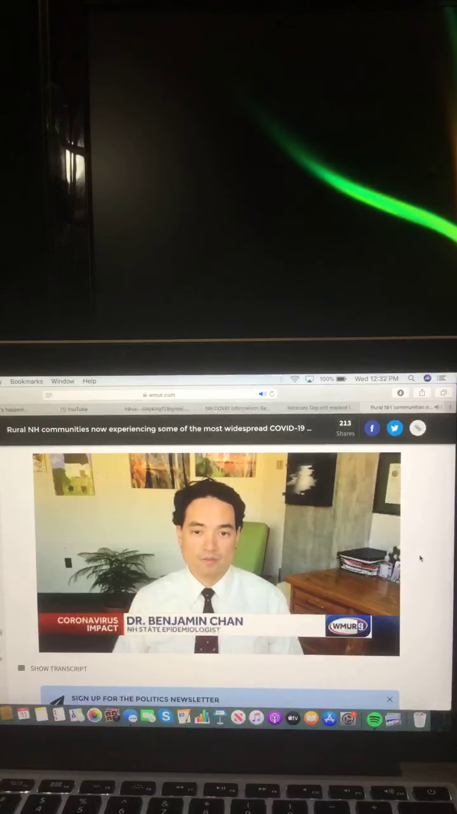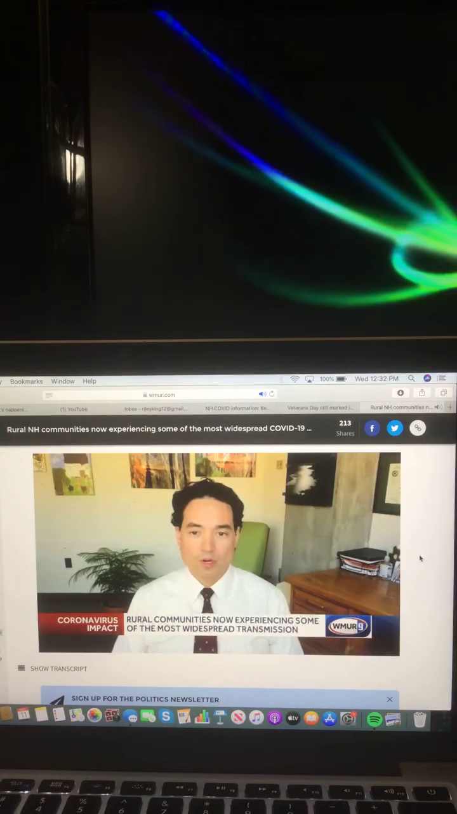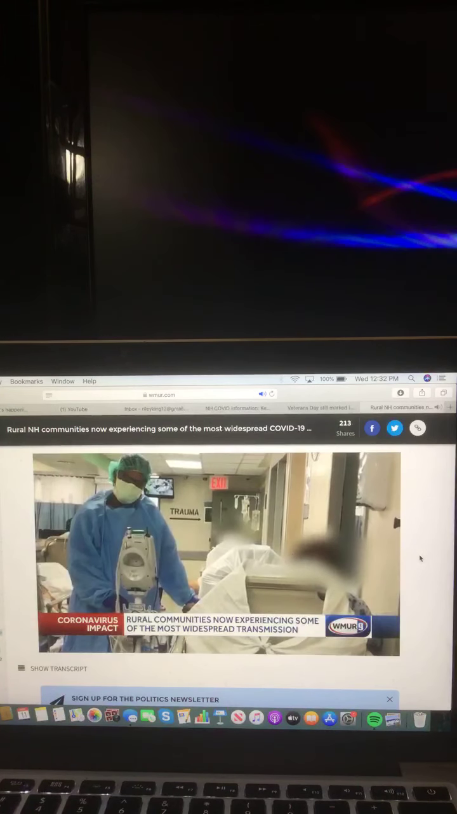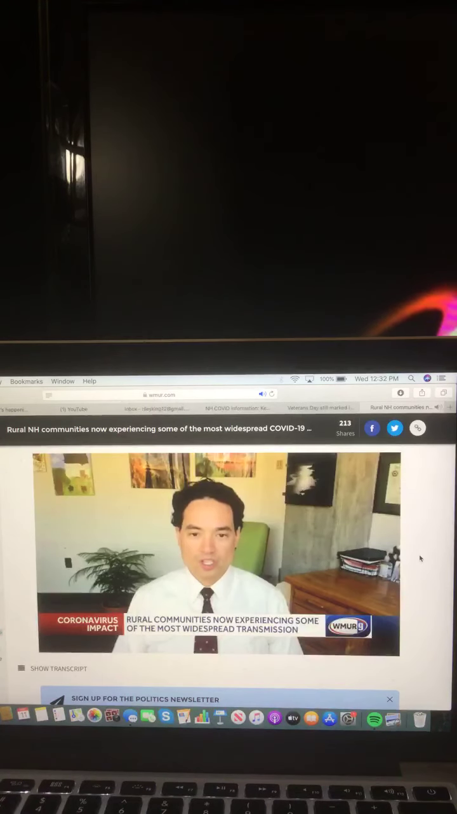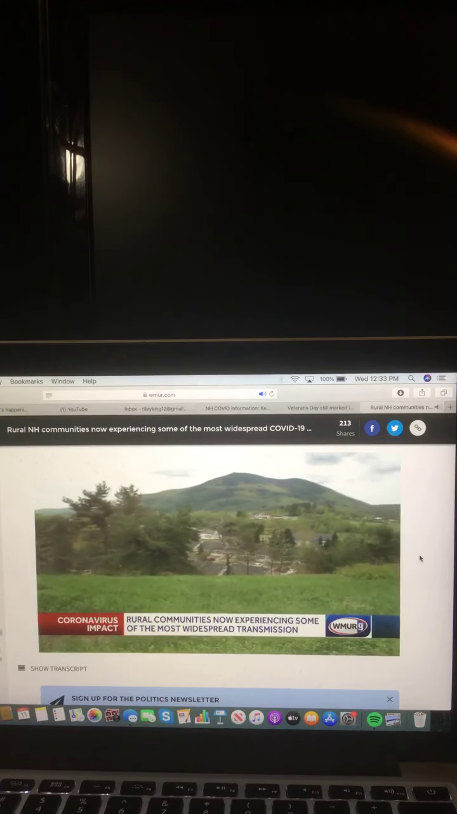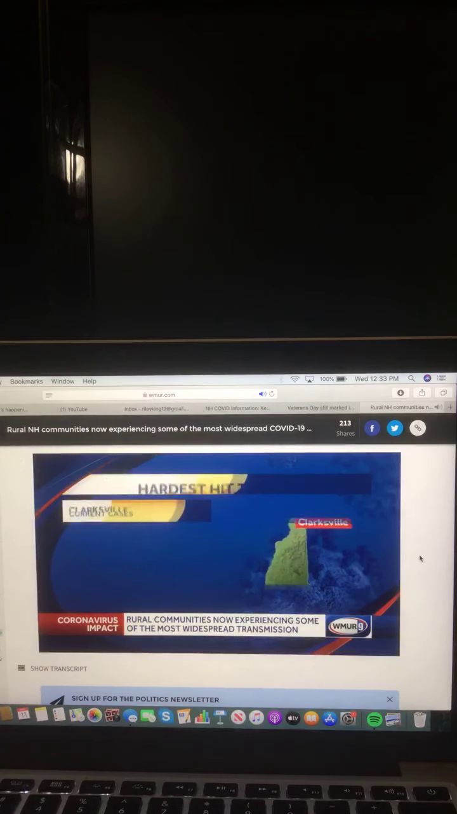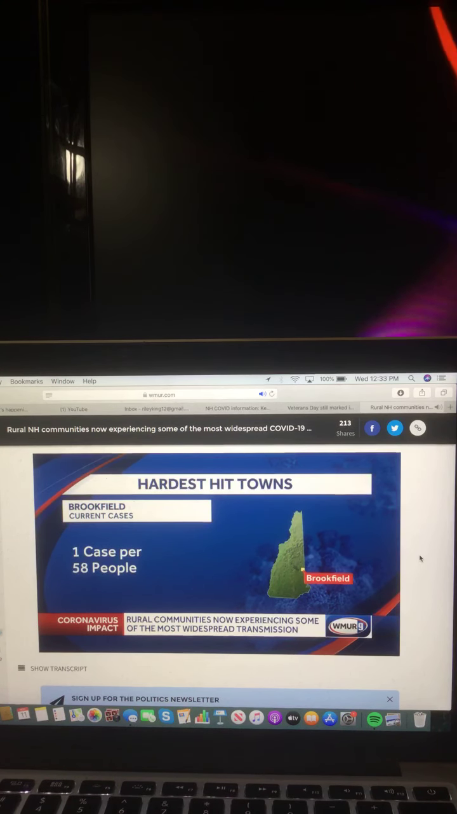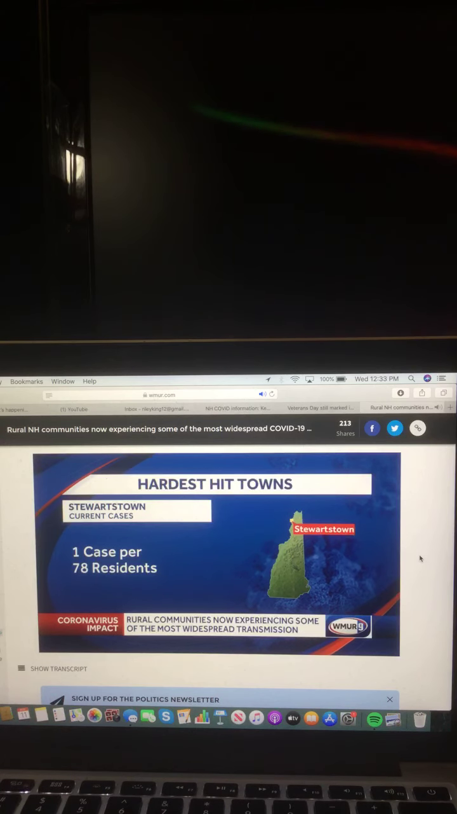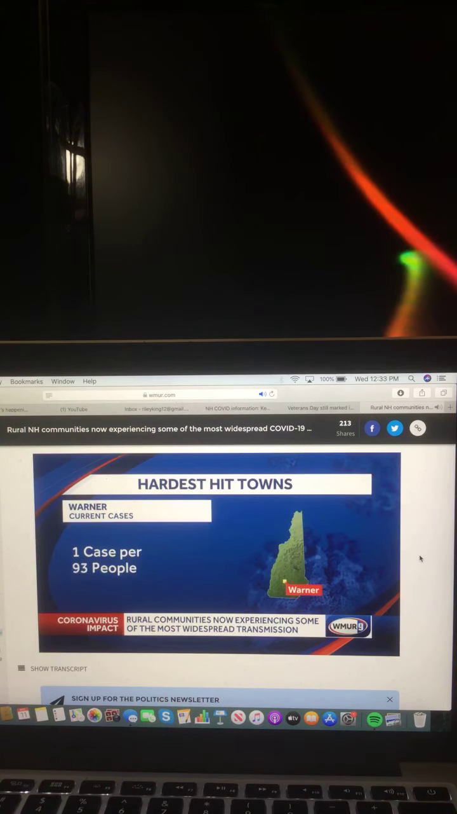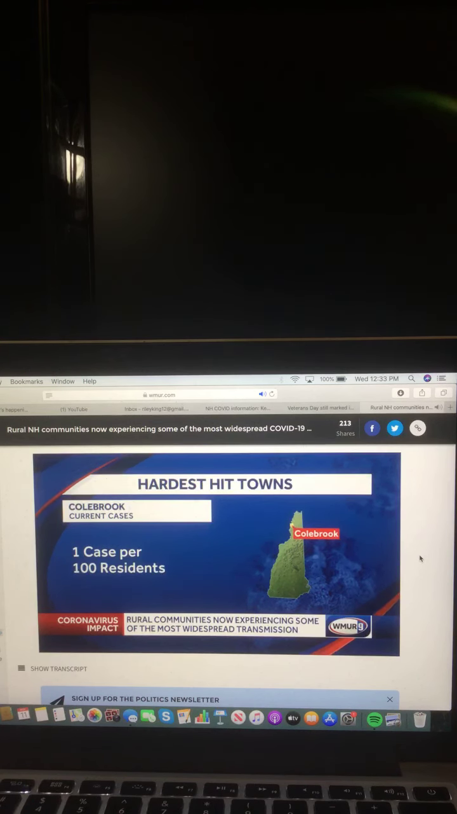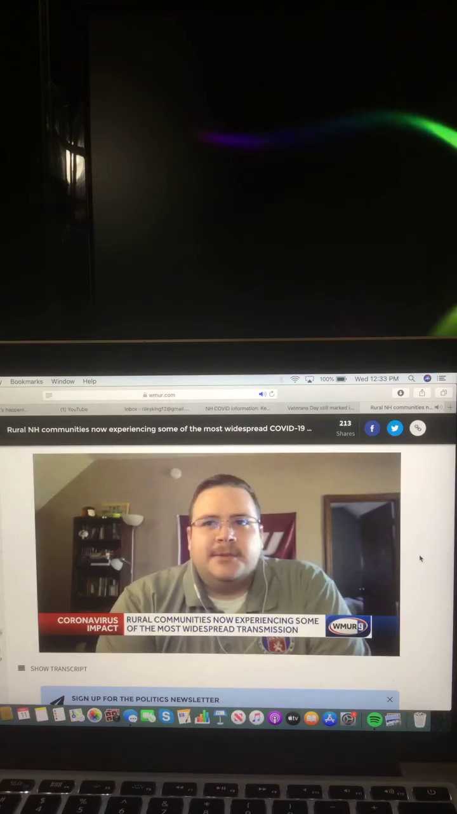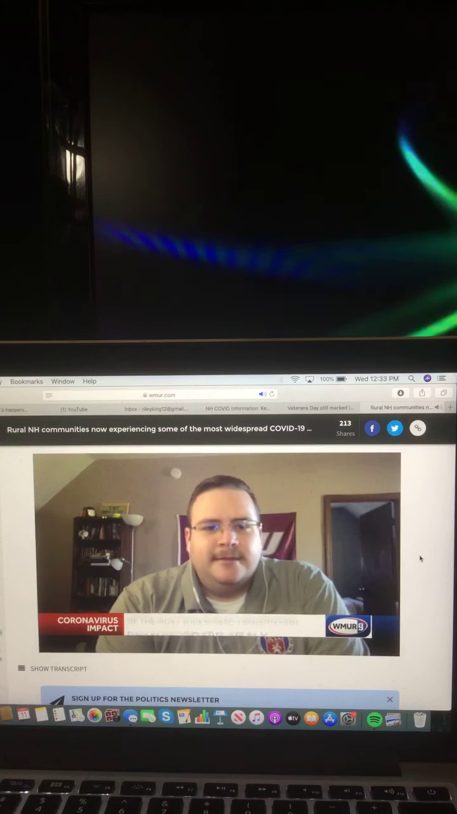All of these metrics, all of these facts point to the fact that we're losing control on preventing spread of this virus. Health officials say now is not the time to drop your guard. We're concerned that many people have stopped taking the threat from this virus seriously. Based on population, COVID-19 is spreading rapidly in rural communities. Clarksville is the hardest hit town in the state right now, with one active case for every 27 people. Brookfield in Carroll County has one case for every 58 people. And Stewartstown has one case for every 78 of its residents. Warner in Merrimack County has one case per 93 residents. And Colebrook has confirmed cases in one out of every 100 people. This has really opened up our eyes that it's everywhere, and we're not immune to it.